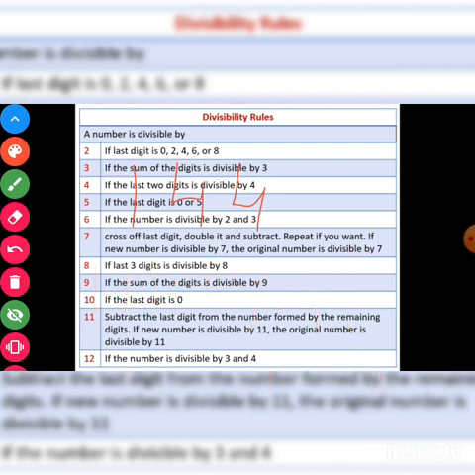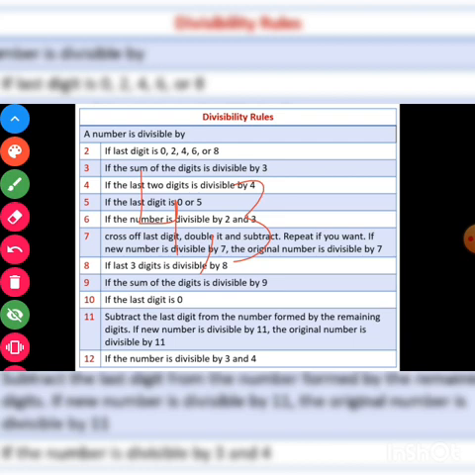Now let us check the divisibility test of 4. So take the last two digits and check, is it divisible by 4? So it is divisible by 4. 4 elevens are 44. So since the number is divisible by 4 and the number is divisible by 3, the number is divisible by 12 also. So for the divisibility test of 12, what is a must? The number should be divisible by both 3 and 4.